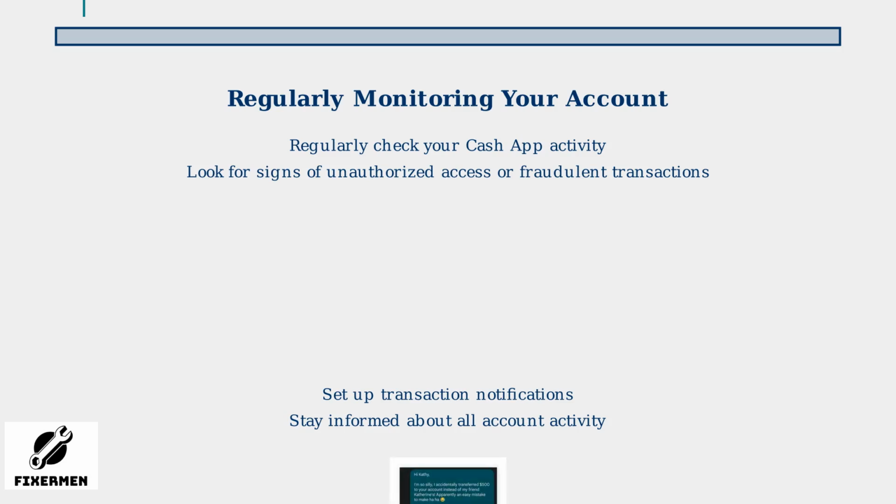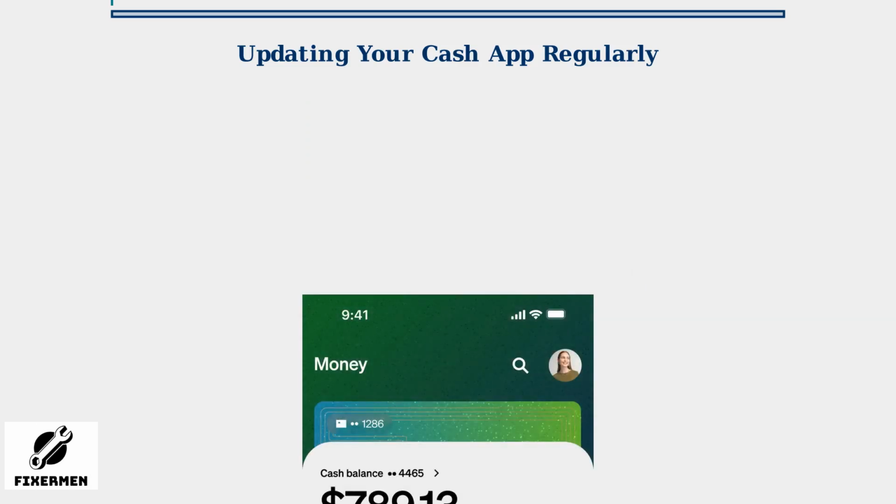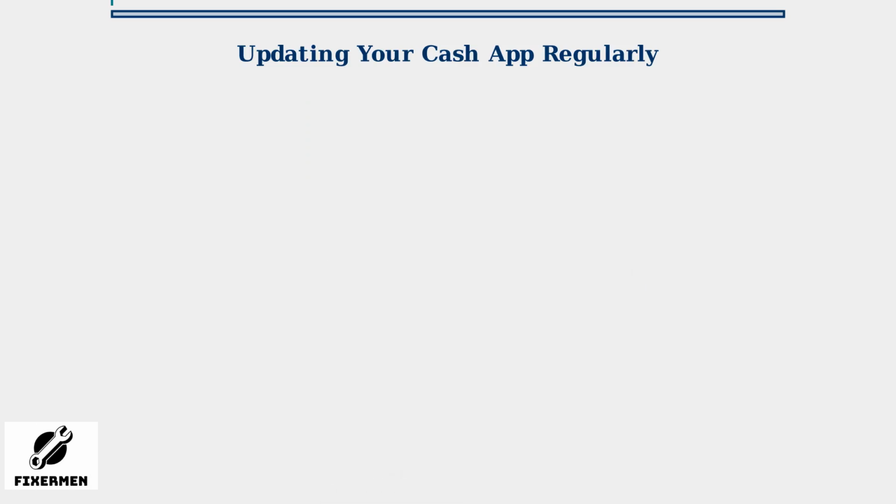Be alert for suspicious messages claiming accidental transfers or requests for refunds to different accounts, as these could be scams. By staying vigilant and monitoring your account regularly, you can quickly spot and address any potential issues before they become serious problems. Keeping your Cash App regularly updated is essential for maintaining both security and optimal functionality. Updates often contain important bug fixes that resolve issues affecting app performance, as well as critical security patches that protect against potential vulnerabilities and threats.